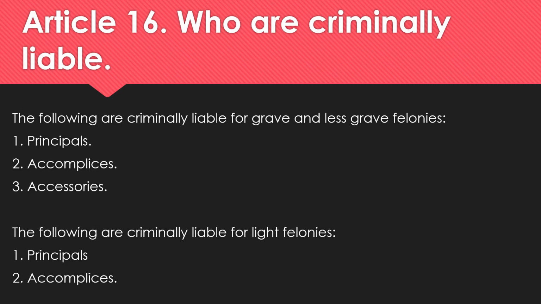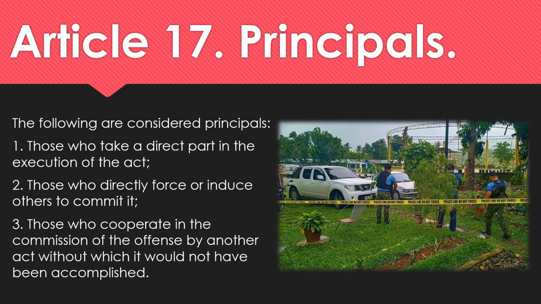Now we also have those criminally liable for light felonies, such as in certain cases of theft, the simple theft. So only the principals and accomplices are liable for the felonies committed. Next, we have here Article 17, the principals. Who are the principals of the crime? So the following are considered principals.